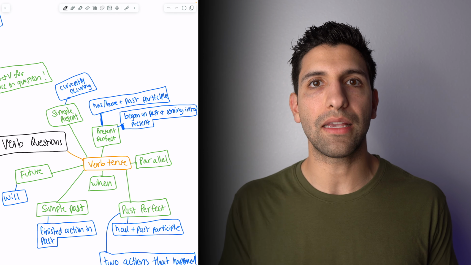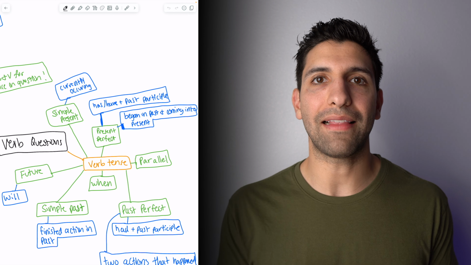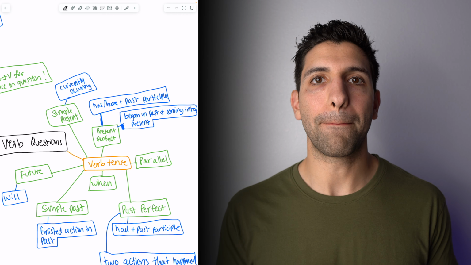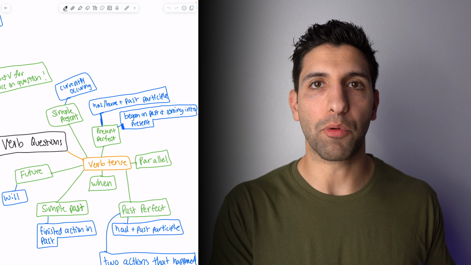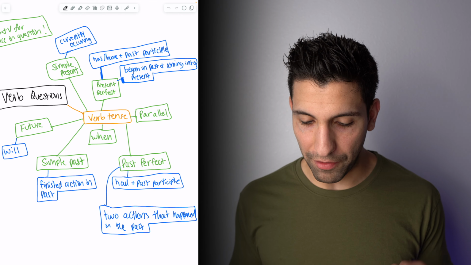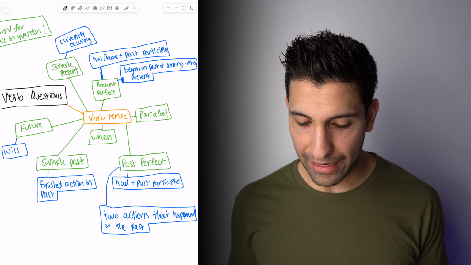So we think in verb tenses as in a timeline. Where does it lie on the timeline? And then what words best describe at what time they were performing that action. So we have a past perfect. So we have had and a past participle.